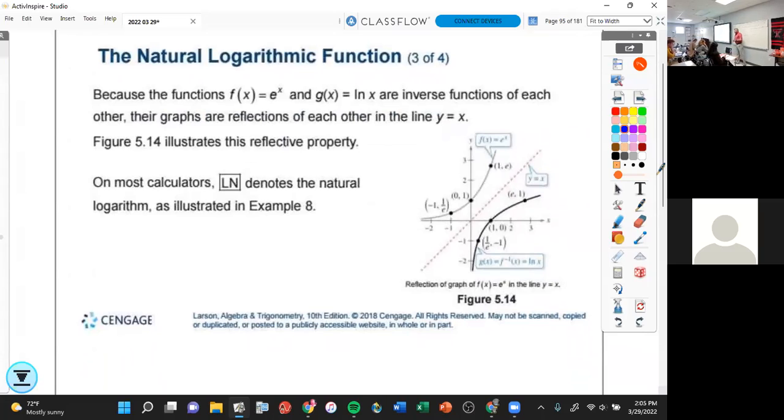Just like we talked about with logarithms, this is just another base, folks. They're mirrored about the line y equals x as well.